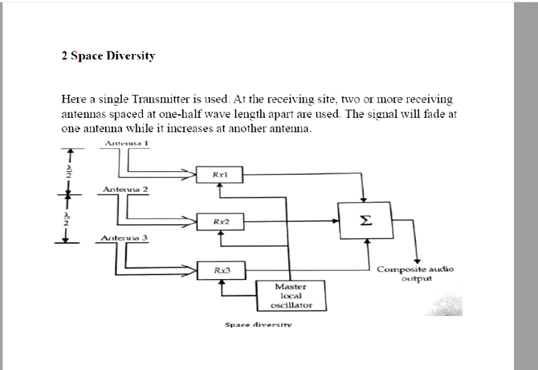And another technique is space diversity. Here a single transmitter is used, and at the receiving side, two or more receiving antennas are spaced half a wavelength apart, and the signal will fade at one antenna while it increases at another antenna. Here one transmitter is used, but at the receiving side two or more antennas are used for receiving the signals. Okay, this is space diversity.